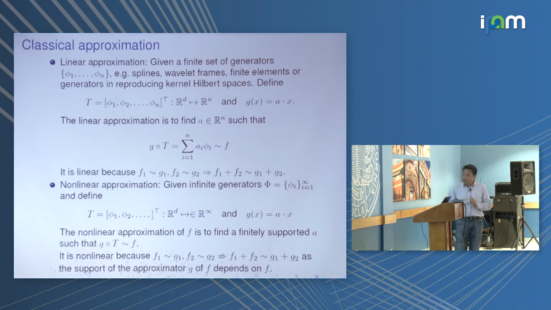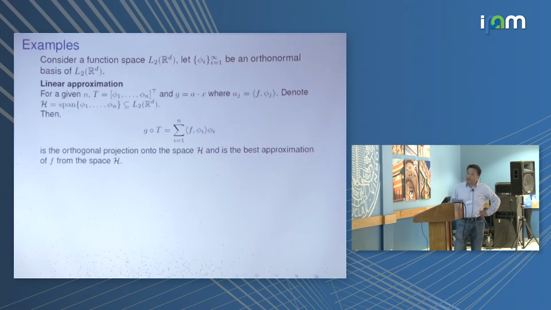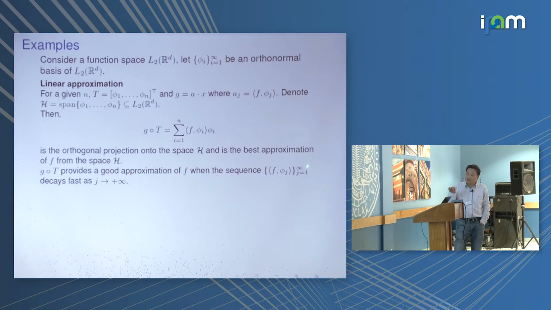Let's look at a little bit more detail, in the simplest case, the L2 case, the Hilbert space case. It's easy because if you have the coefficients, you select the first n terms, this approximation is basically an orthogonal projection. That's the best approximation you can have. This approximation is good when your sequence has a fast decay. Then when n goes to infinity, your system will have a very good approximation.